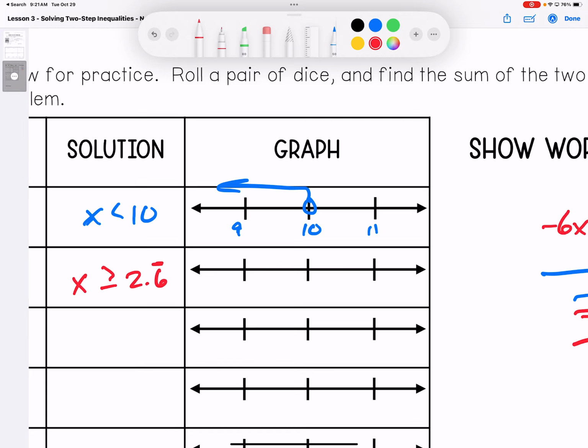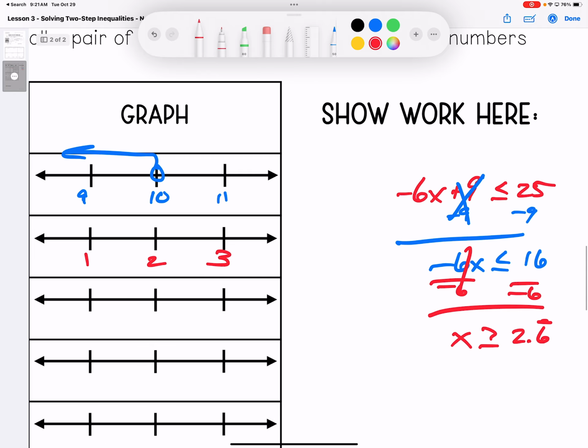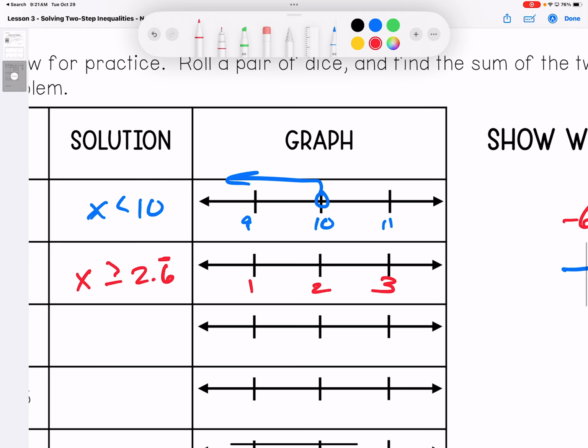So on my graph, I'm going to go 2, 3, and 1. Oh, it's negative 2, my bad, I forgot my negative. Look at that, big dummy. The graph's going to change a little bit. All right, so negative 2.6 is somewhere right in here, closed dot. It is greater than, so it's going to go to the right.